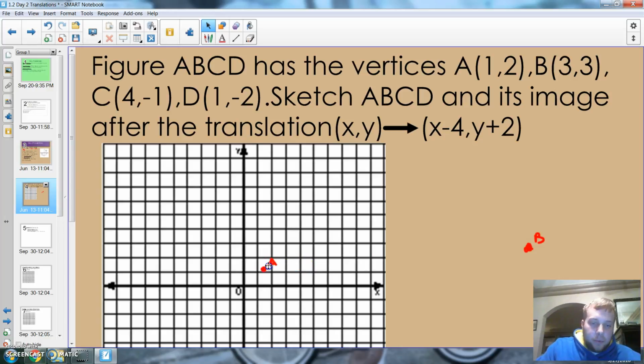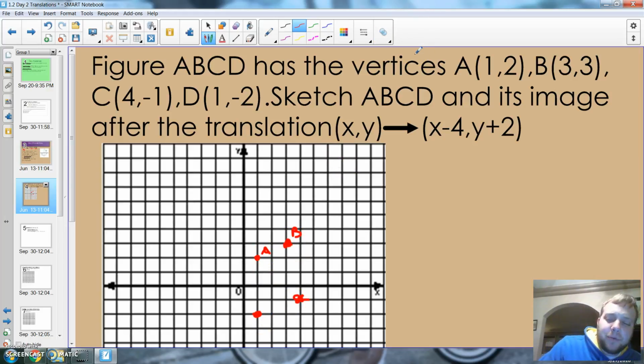So A is 1, 2. B, oh, of course, is 3, 3. C is 4, -1. I hope you guys are filling these in. And D is 1, -2. All right, so we got this kind of boxy looking thing. If I was to graph, boy, my voice sounds really good in the morning, doesn't it? I'm like a bass. I'm like a bass.